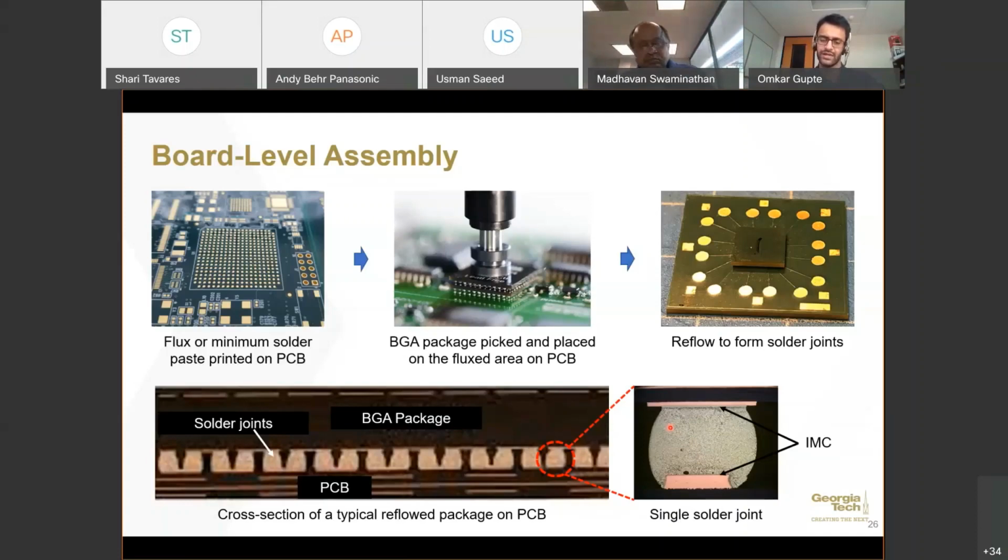But definitely that is also a challenge in the NSMD. Pad delamination is also a challenge on the board side. However, it is still preferred because of the higher reliability that it offers to the solder joint.